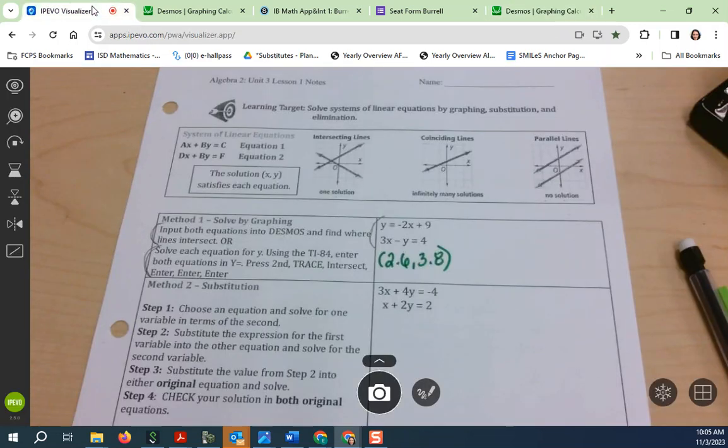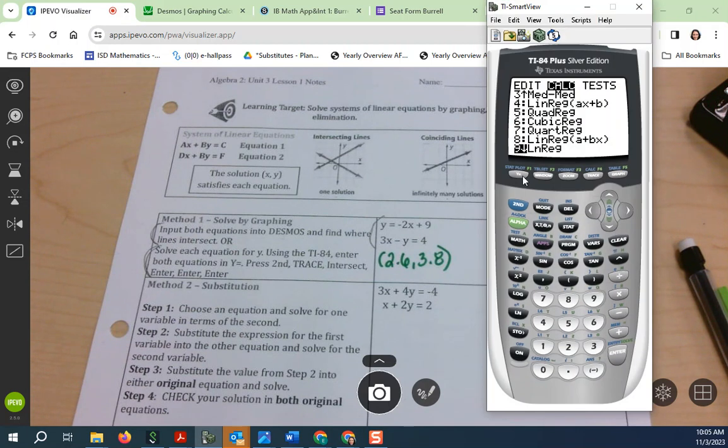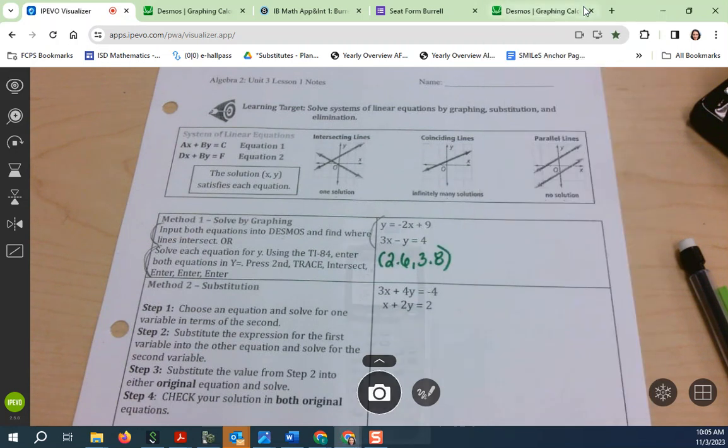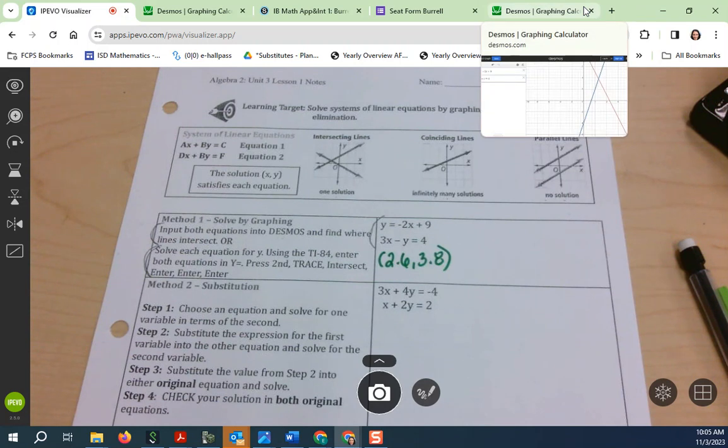But sometimes we'll do these problems on the calculator instead of on Desmos, and it's a little bit harder, and here's why. When we graph on the calculator, you have to graph in the y equals. So up here you would press y equals. And so notice you can only graph equations that start with y equals. The y equals button is up here on the top left, but you can only graph equations that start with y equals. So looking at our equations, one of them is all set, the other one is not.